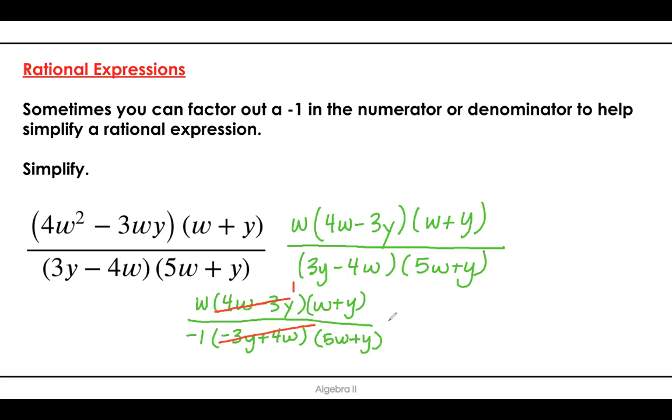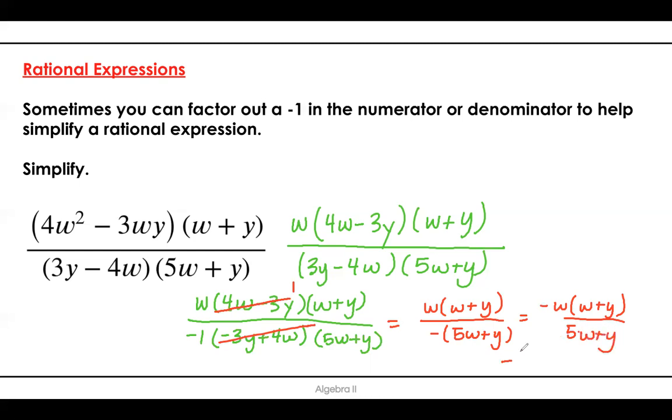So then in the numerator, I'm left with w times w plus y, and in the denominator, I have -5w plus y. And remember that this could also have the negative up here, or you can also have the negative in the middle. They mean the same thing.